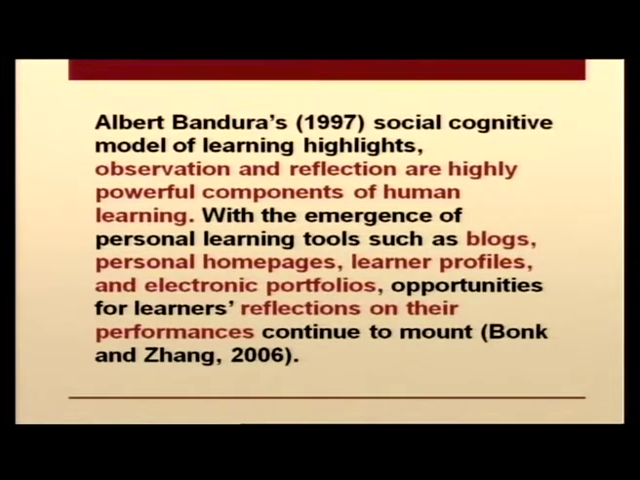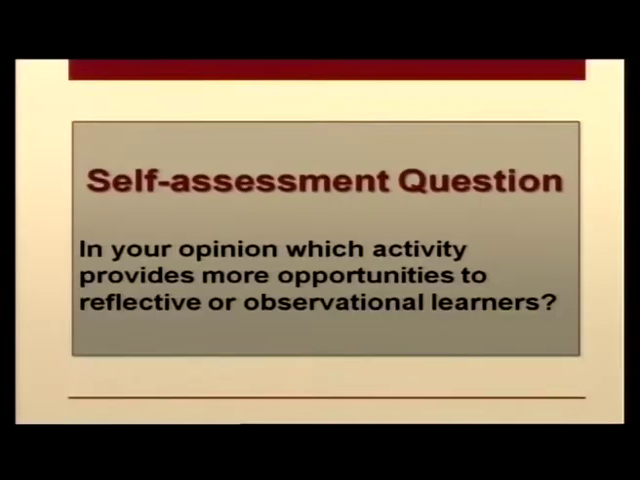opportunities for learners' reflections on their performances continue to mount. So, these are the things through which any learner can reflect, and others also can come to know about others' reflection. So, the social cognitive model is a very important model which can be used in online learning. Two things: observation and reflection. Keep in mind that as an instructor, whenever you develop any online course, keep observation and reflection in mind.